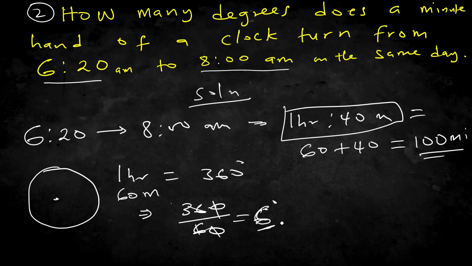So to get the angle, or to get the answer here, we have to multiply 100 minutes by the angle here. That would be 6 times 100. That would be 600 degrees. Okay, that's our answer.